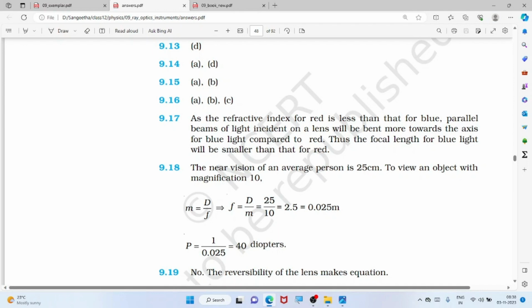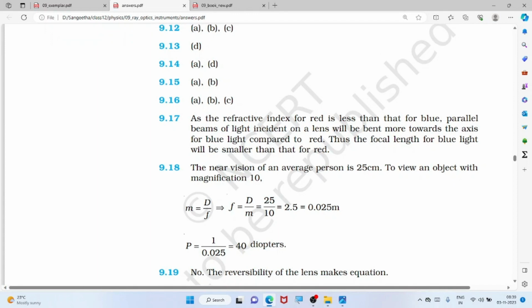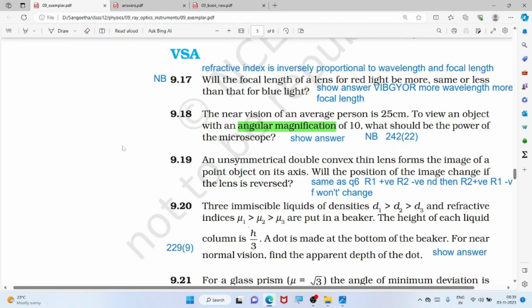So as the refractive index of the red is less than that of the blue, thus the focal length of the blue light will be smaller than the red. With VIBGYOR, B comes before R, so the focal length is directly proportional to the wavelength.